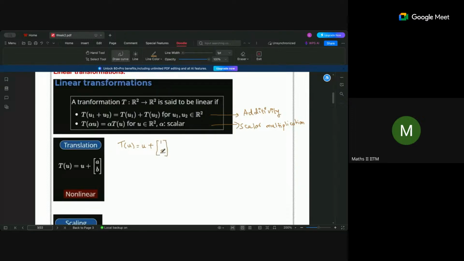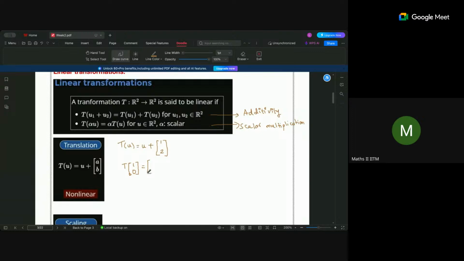Can you say why this is not linear? Either you should explain it with this or with this. It means you need to check whether this is satisfied or not, or this is satisfied or not. Okay, so let us see. For example, what about T of (1, 0)? We have already calculated the value of T of (1, 0).